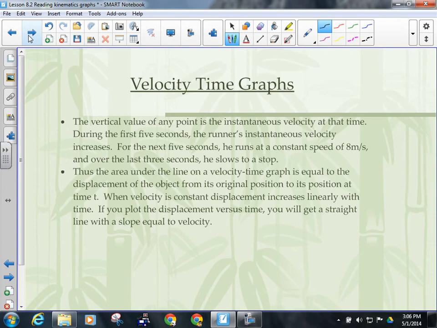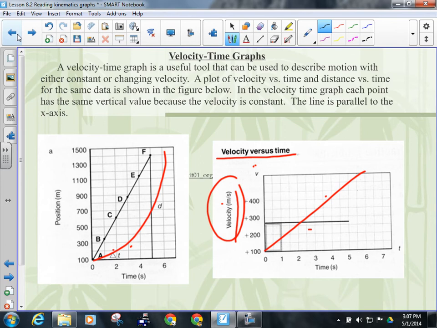So, things to remember about velocity versus time graphs. The vertical value of any point is the instantaneous velocity. Essentially, you can read how fast the object's going directly off the graph. Now, the other thing we need to look at is that the area underneath our best fit line will tell us how far we've gone on this kind of graph. So I'm just going to go back to this graph here.